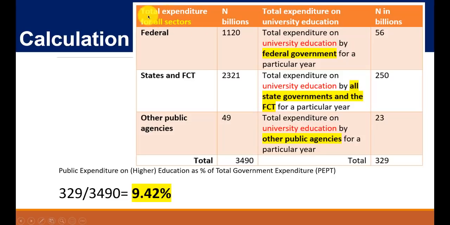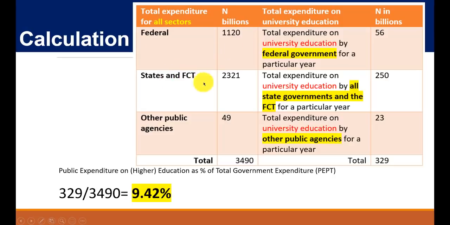Look, I love this one, expenditure. I don't like budgets. Budget, I tell you, is a big difference from expenditure. You can budget whatever, but the money that comes out finally, the budget is not implemented 100%. So I like expenditure. You can like anyone you like, but that's what I say I like. So today, expenditure for all sectors, for the federal, let's assume it is 1 trillion, 1.120 billion.